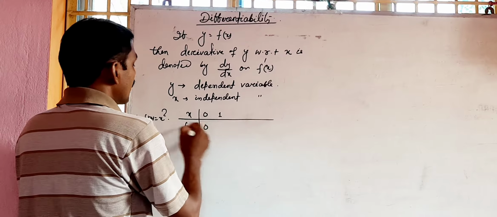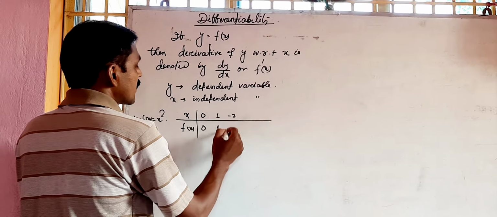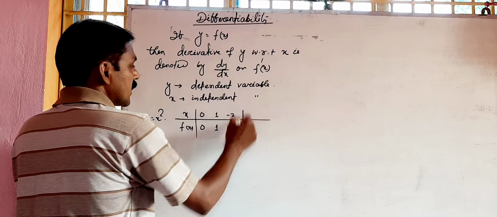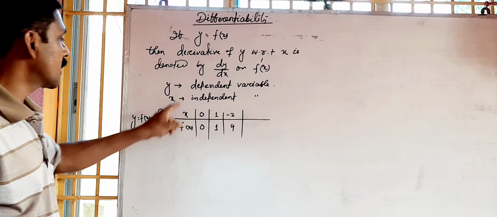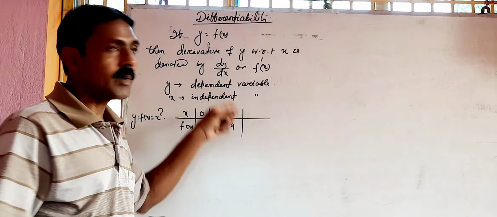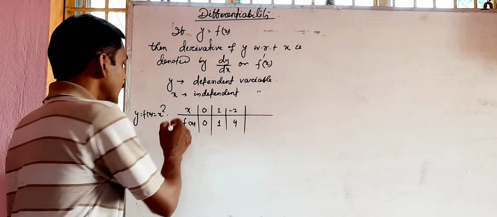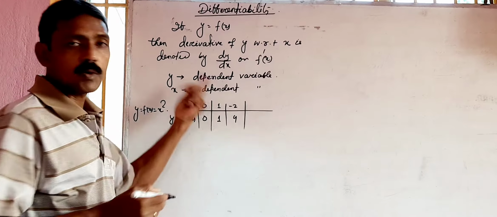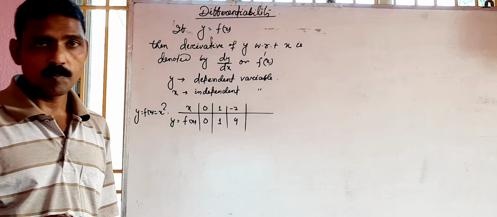If we take x equal to 1, this value is 1. If we take x equal to minus 2, it will be 4, like this. It means the value of f of x always depends upon the value of x. That's why x is independent, it does not depend upon any other variable. But the value of y always depends upon this value. That's why y is the dependent variable and x is the independent variable.